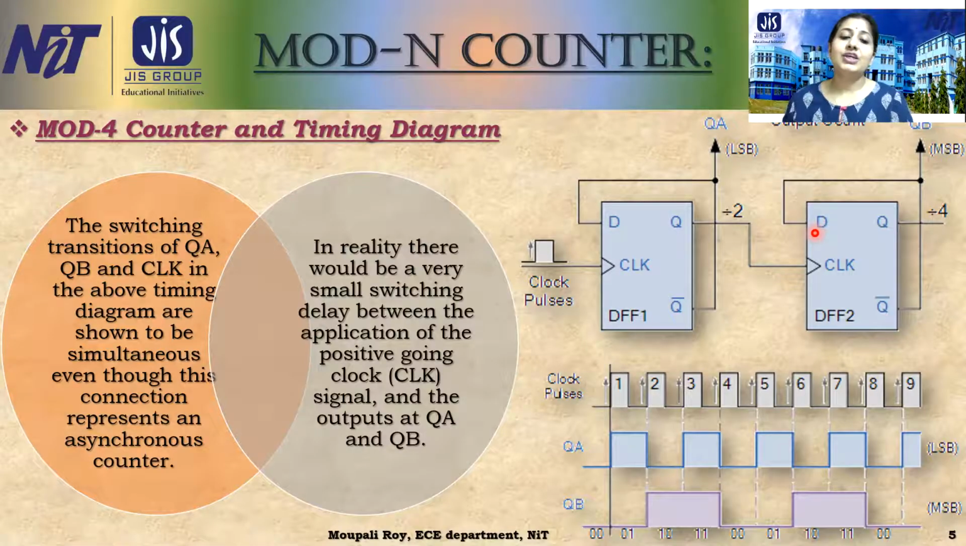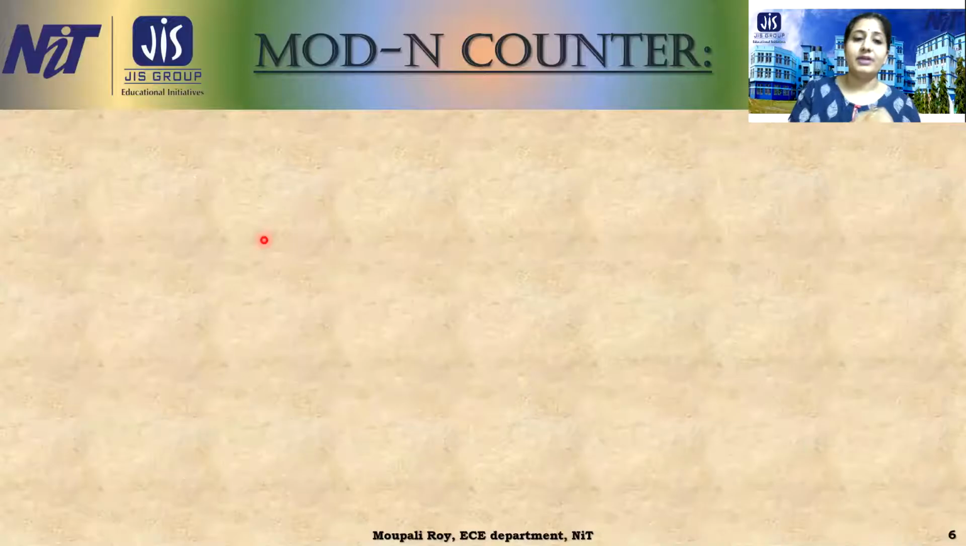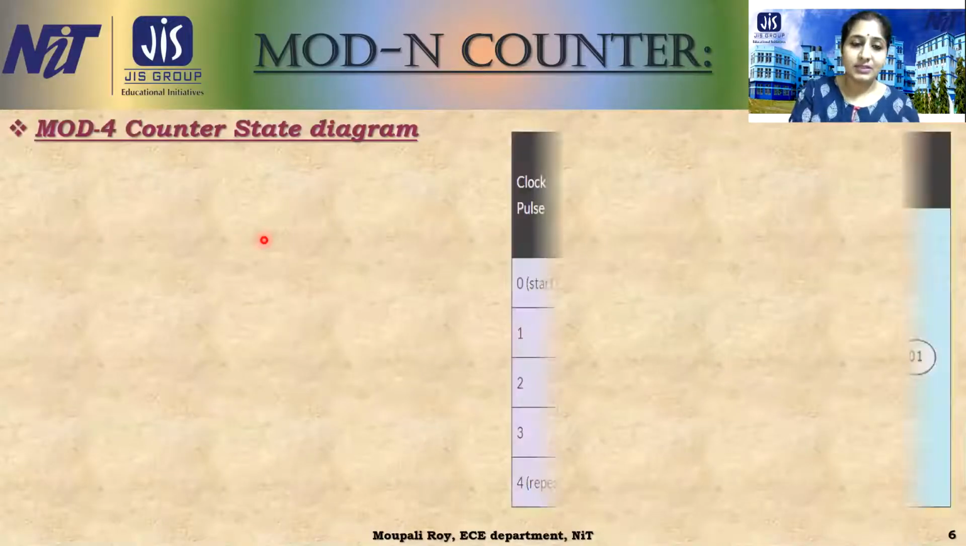So the Q outputs are QA and QB. What is the output? That is LSB, that is MSB. So in that way we are getting a mod 4 counter. So next one is the state diagram.